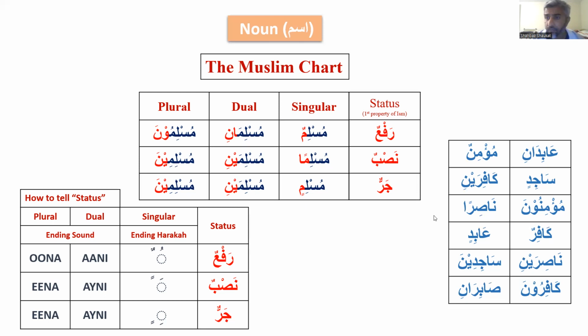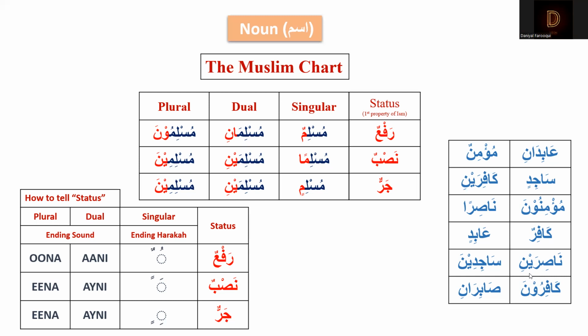Okay, brother Yaqub. Sajidin, what is the status? It's jar. The jar, very good. Adan or Aden, what's the right pronunciation? Aden, okay. Muminuna. What is the status? Rafa, very good. Hiba, what is the status for kafirun? Kafirun. Rafa, very good.